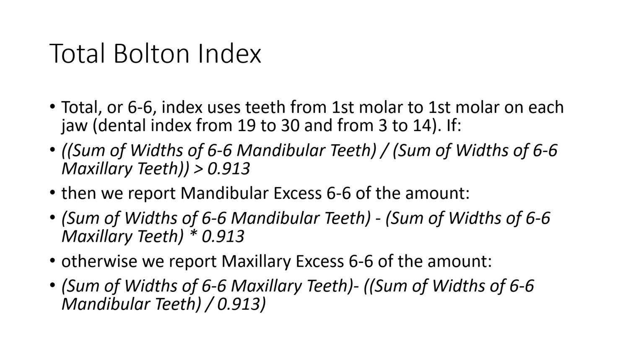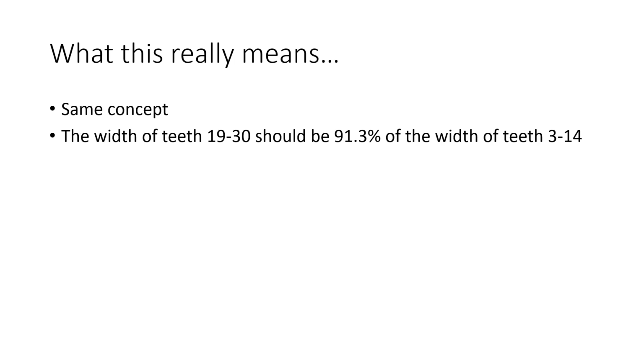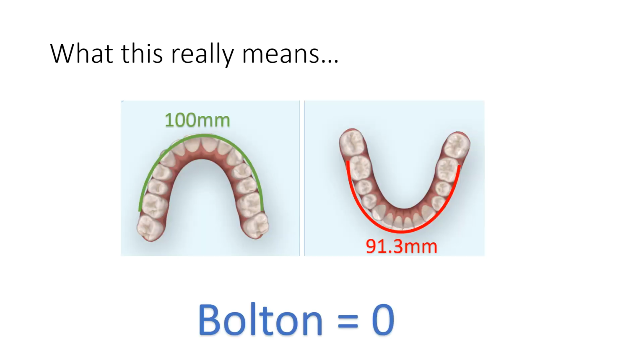So the 6 to 6 Bolton index is essentially the same concept, but rather than going from canine to canine as we did in the 3 to 3 index, we go from first molar to first molar. Again, it's the same concept, but the proportionality changes somewhat. So basically what it says is that the width of teeth 19 through 30 should be 91.3% of the width of the teeth 3 through 14. So first molar to first molar. Again, this is mesiodistal width.